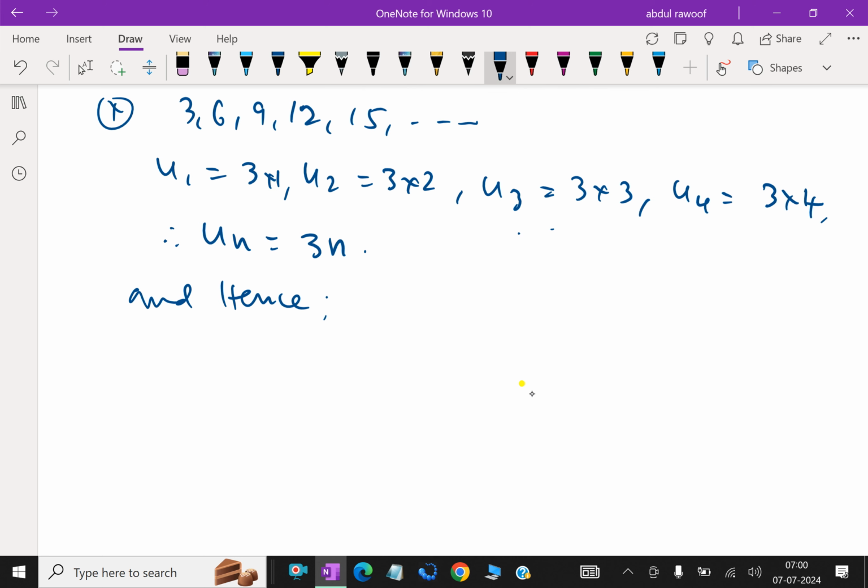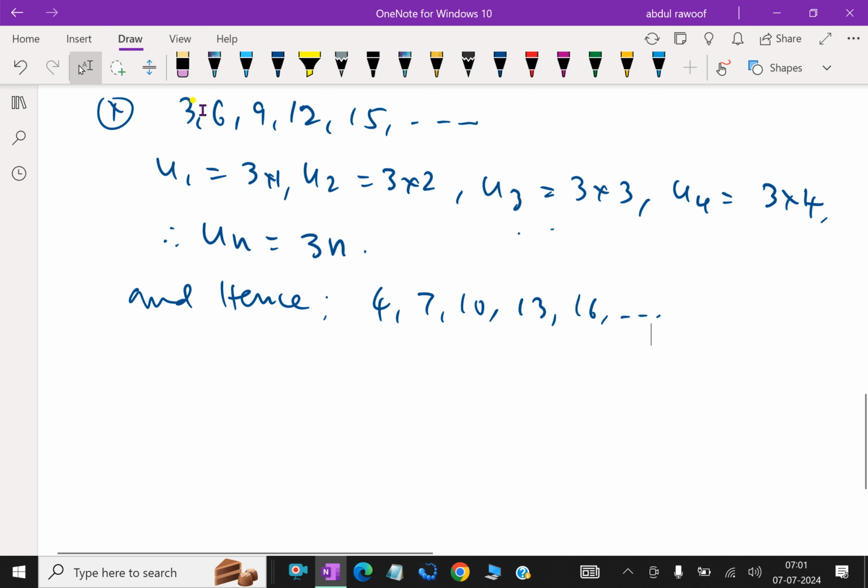And hence, find the general pattern for 4, 7, 10, 13, 16. Look at here. This first pattern is given starting with 3, and this pattern is 4, 6, 7, 9, 10. Like this, very simple. Therefore, Un, and hence we are finding, Un is 3n plus 1.